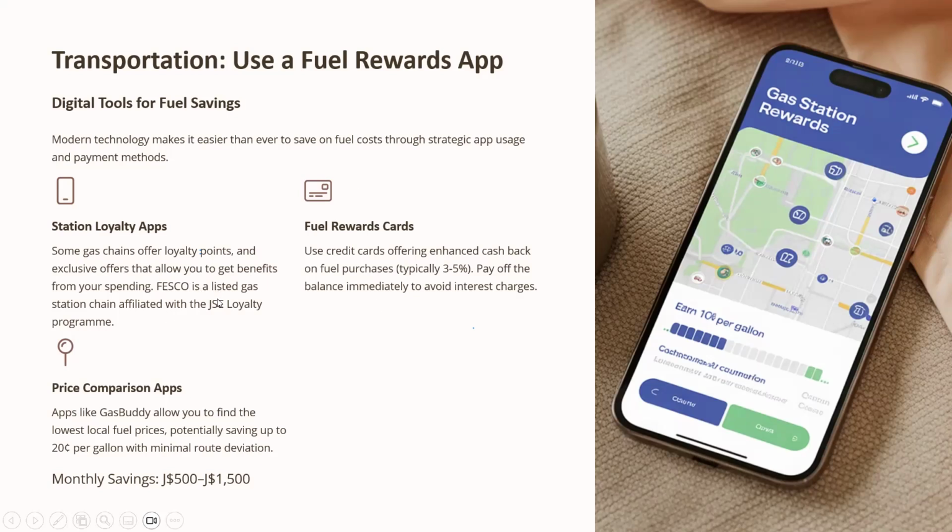So that would have covered both of these. We mentioned Fesco being a listed company and then the fuel rewards card or the gas card. And then another thing that you can do is to just do the comparison. I think in Jamaica, most of this is done manually. I don't know if we have an app like GasBuddy that will allow us to compare gas prices from different providers.